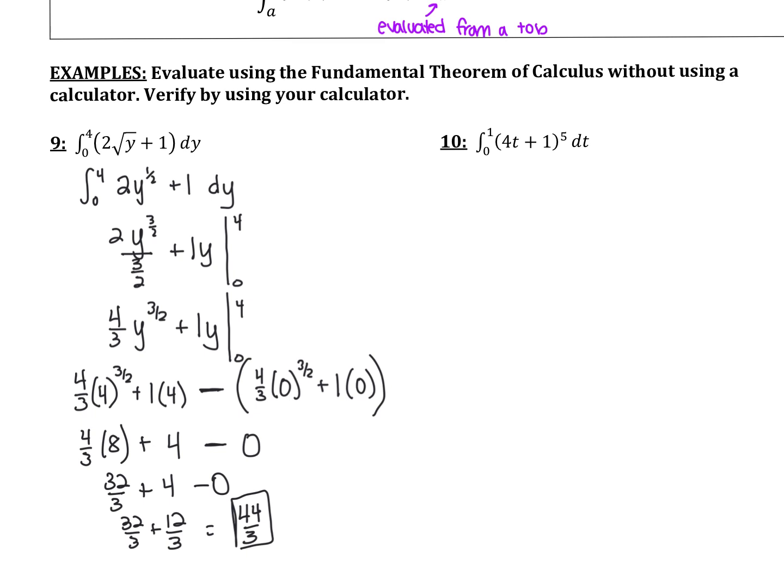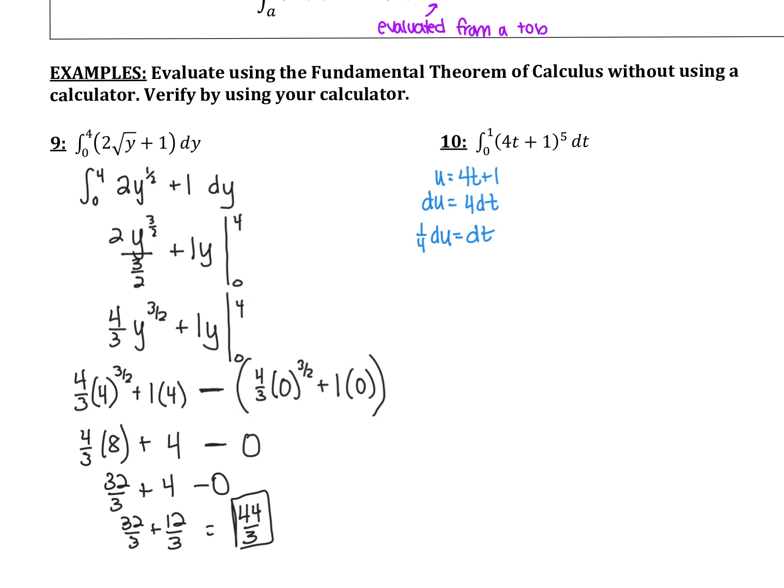Okay, you ready for a challenge? Example 10, try it. And you may want to do a u substitution in this. So see what you get. Let's see how you did. If I were to do this problem, and you need a u substitution, which you don't have to use one, I would let u be 4t plus 1. So du equals 4 dt. Well, I don't have that, so I'm going to go ahead and multiply. So I get 1/4 du equals dt.